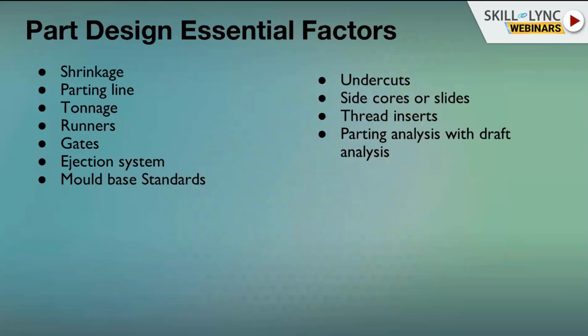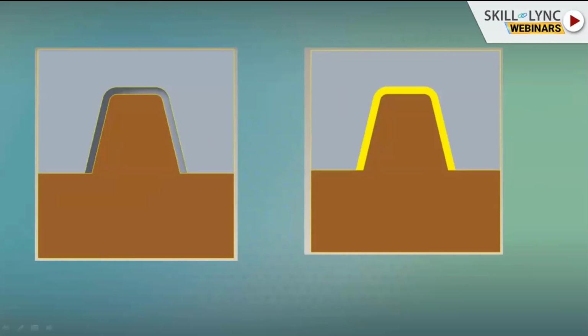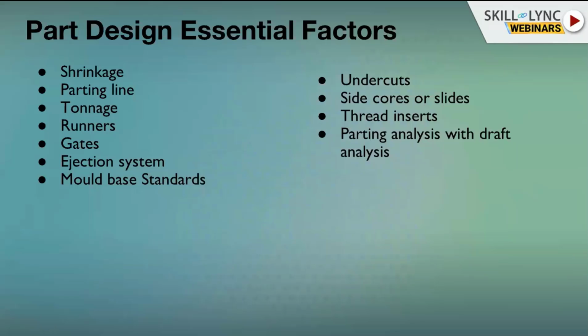A parting line is the line of separation on the plastic part where the two halves of the plastic injection mold meet, that is core and cavity. Here you can see that in this case the parting line is where the core and cavity meet. The next one is tonnage. Tonnage is a measure of the force that is required to keep the tool in the closed position. And next is runners.